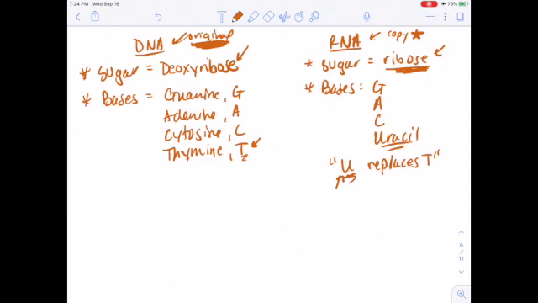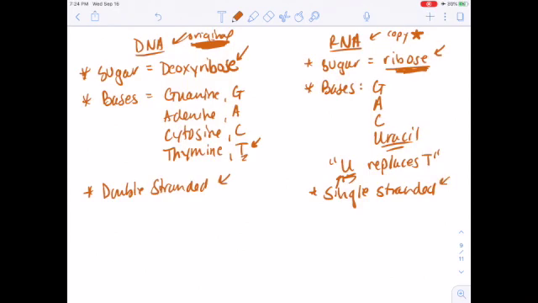Okay, the other difference between DNA and RNA is that DNA is double-stranded, whereas RNA is single-stranded. So 2 strands make up DNA, 1 strand makes up RNA.